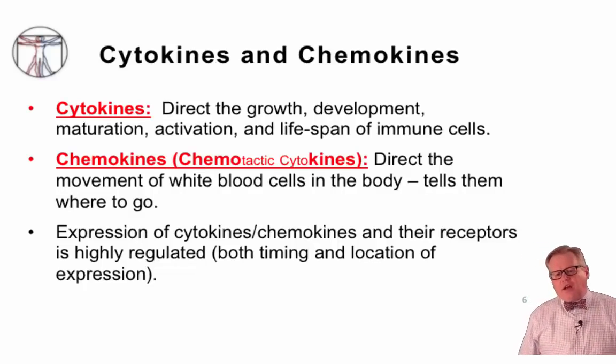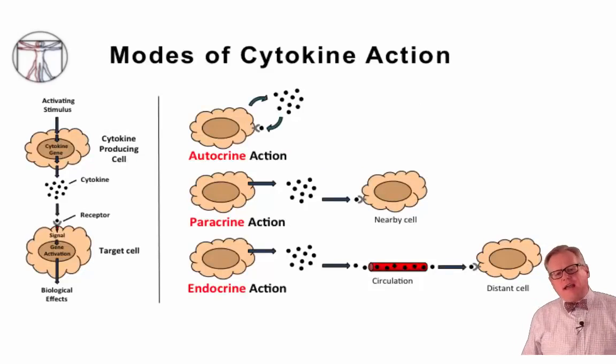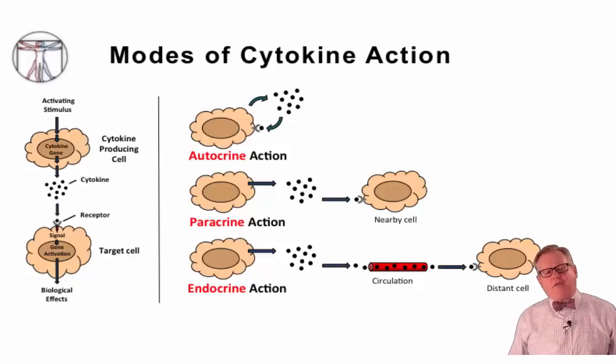The expression of cytokines and chemokines and their receptors is highly regulated in the immune system. Some cytokines and some receptors are expressed on T cells and some on B cells, but they're not necessarily the same ones, and depending on the type that are expressed on the different types of cells, that dictates how the cells respond to these various signals. Now, cytokines and chemokines have 3 major mechanisms of action.